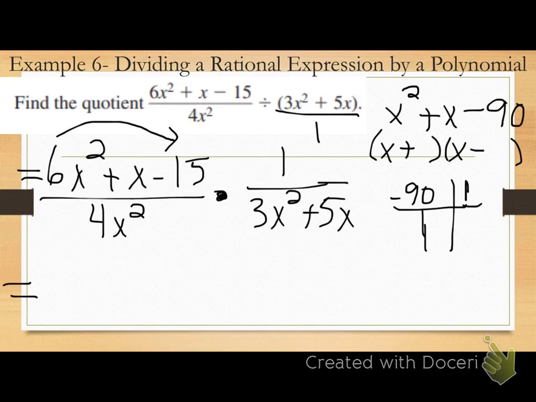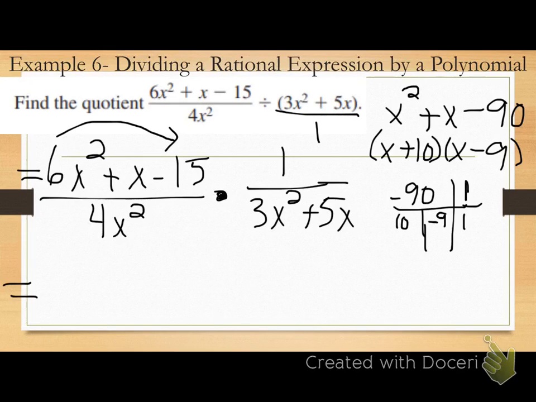Any thoughts here? Let's say 10 and negative 9. Is 10 times negative 9 negative 90? Yep. What's 10 plus negative 9? 1. Are those the two numbers I want? Yep. So I get x plus what? 10, because that's my positive value. x minus 9, because that's my negative value.